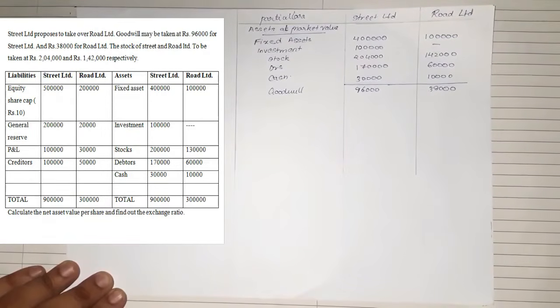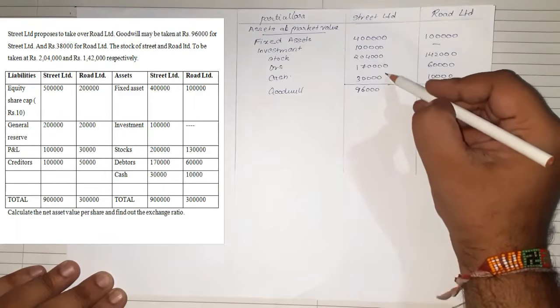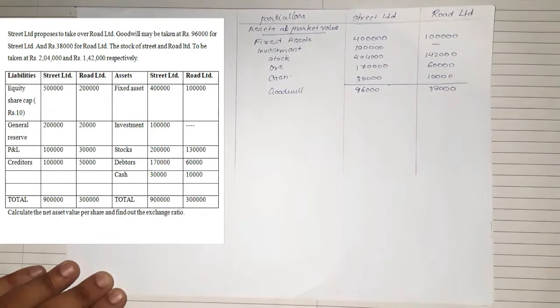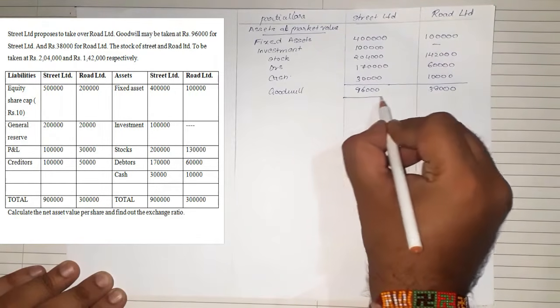Okay, 96,000 and 38,000. Now, once we have got all the assets done, now we can easily add it up. So let us add all the assets. When we add up all the assets, look at this very carefully. Adding all the assets, we should have got the value as, for the first one, 9,04,000 plus 96,000. So that comes to 10 lakhs.